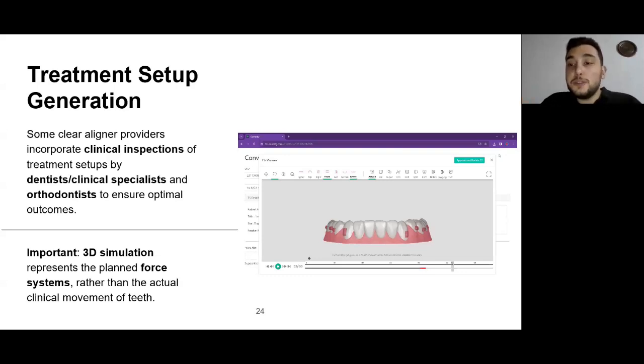Now, why is it important to have this clinical eye or clinical perspective? There is a sentence or an advice that you're going to hear in every aligner lecture or course, that the 3D simulation, the video that we see over here, represents the planned force system rather than an actual clinical movement on teeth. So again, this is a sentence you're going to hear a lot. And while it is true, I don't think it fully paints the picture.